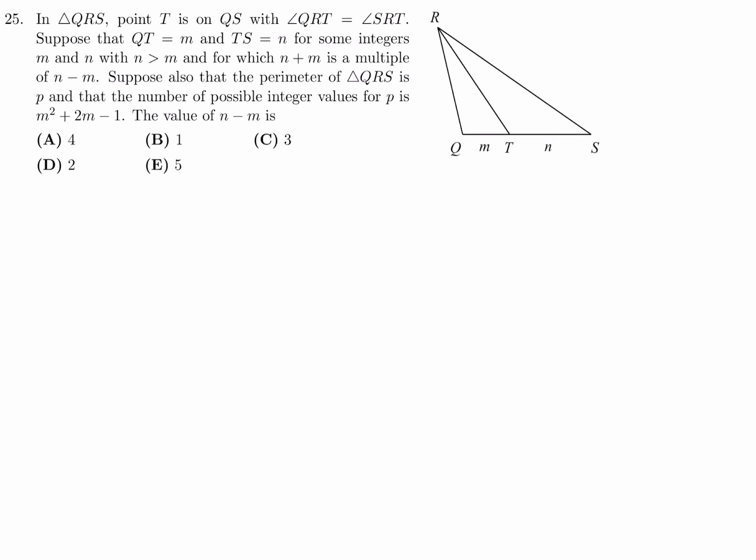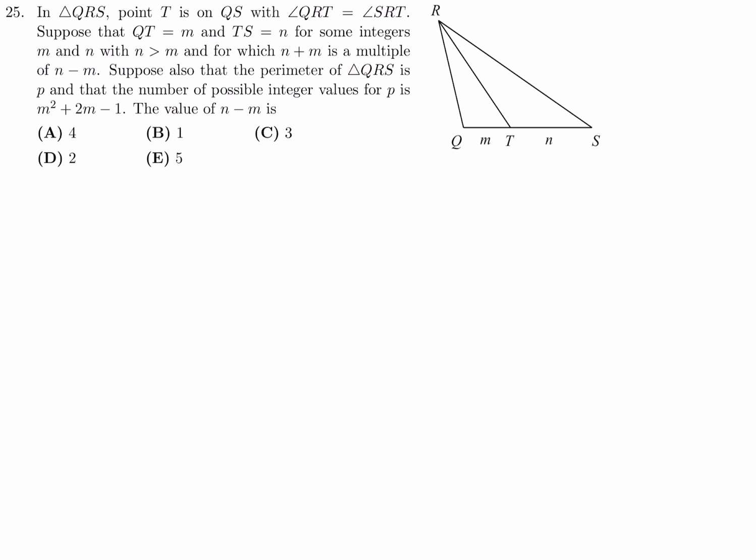T is on QS with angle QRT equal to angle SRT. Suppose that QT is M, TS is N for some integers M and N with N greater than M, for which N plus M is a multiple of N minus M. Suppose also that the perimeter of triangle QRS is P, and that the number of possible integer values for P is M squared plus 2M minus 1. The value of N minus M is.